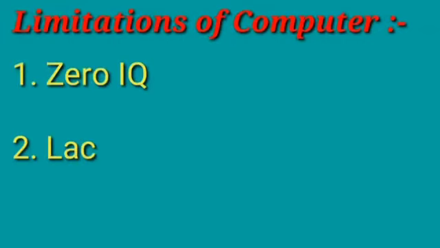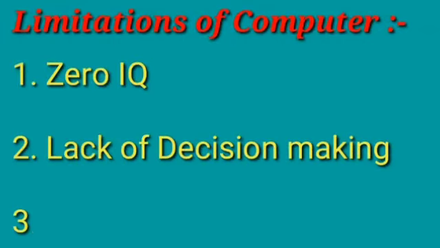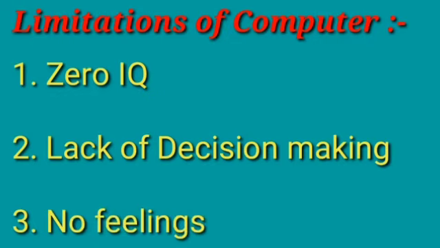The first limitation of computer is zero IQ level, which means that a computer does not have the intelligence power to think on its own. It depends upon the instructions of the user. If we give the wrong input, the output is delivered wrong. The second one is lack of decision making power. Lack of decision making means a computer cannot decide on its own what needs to be done.